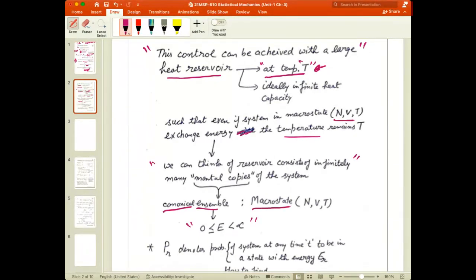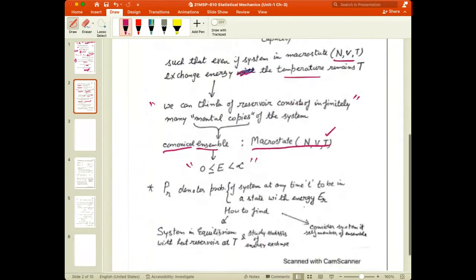And now my macro state is no more dictated by NVE, but I will replace my energy by temperature, which is a more controllable thermodynamical parameter, and we will control that with the help of this heat reservoir. As I just explained, there can be two situations: either you put your system into a large heat reservoir, or you build your reservoir out of a large number of mental copies of your system. This way you are going to make an ensemble, right? And such an ensemble, for which every mental copy has the same temperature but energy can have slight variations, is called the canonical ensemble, right?